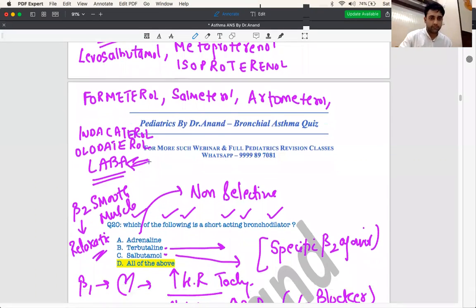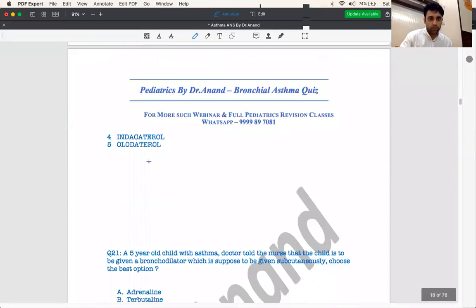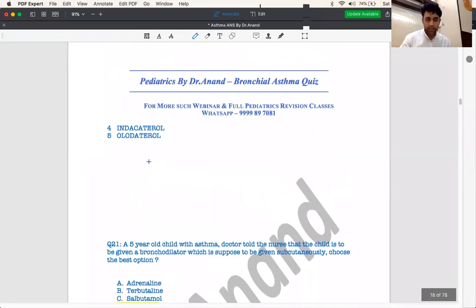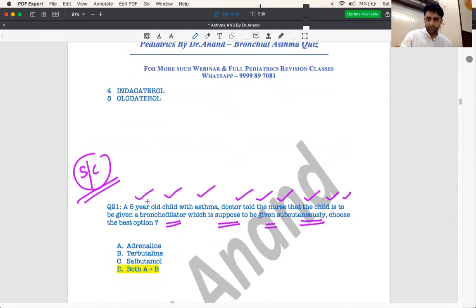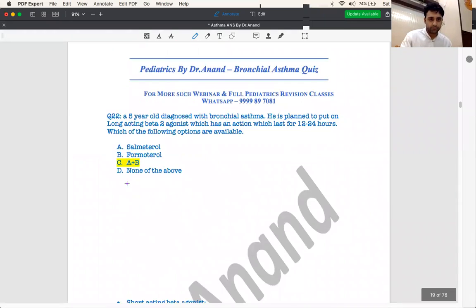Okay, next then. This part is already over. Question 21. A 5-year-old child with asthma, the doctor told the nurse that the child is to be given a bronchodilator which is supposed to be given subcutaneously. Which is the bronchodilator available subcutaneously? Adrenaline can be given subcutaneously, and terbutaline can also be given subcutaneously. So the answer is A plus B, adrenaline and terbutaline. Very good. Next question.